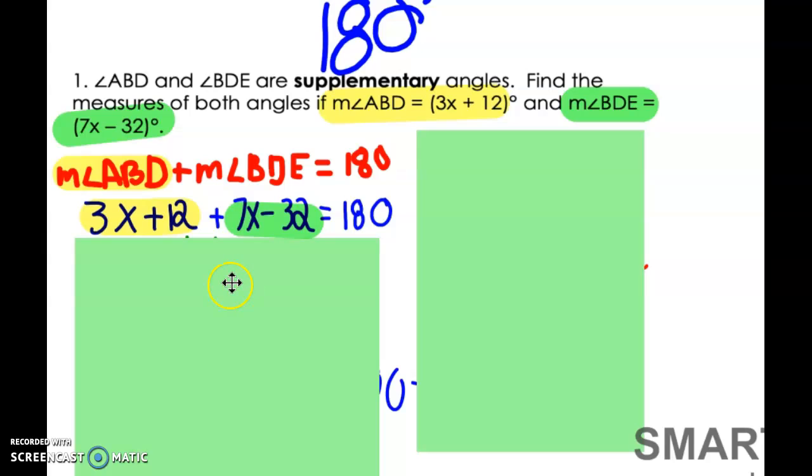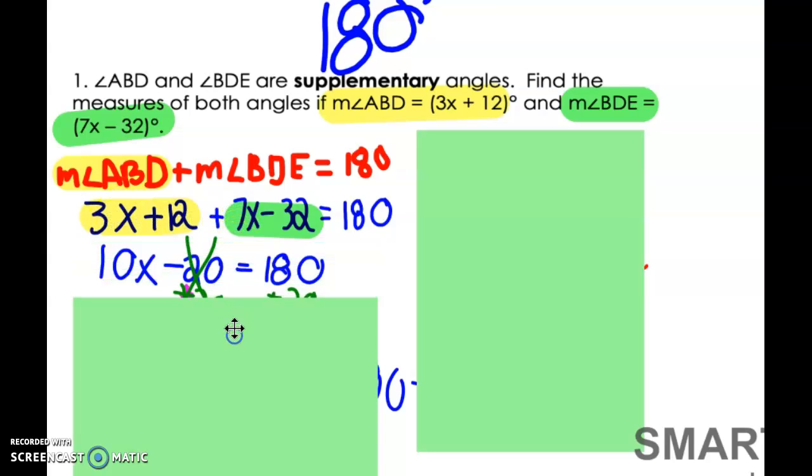So the first step is to combine like terms. 3x plus 7x gives us 10x. 12 minus 32 gives us negative 20. So 10x minus 20 equals 180. You can kind of see here already what the next step is. We need to take that minus 20 and move it over to the other side.